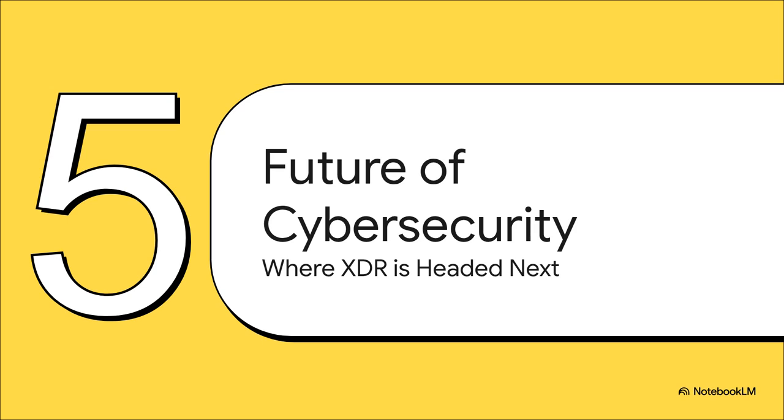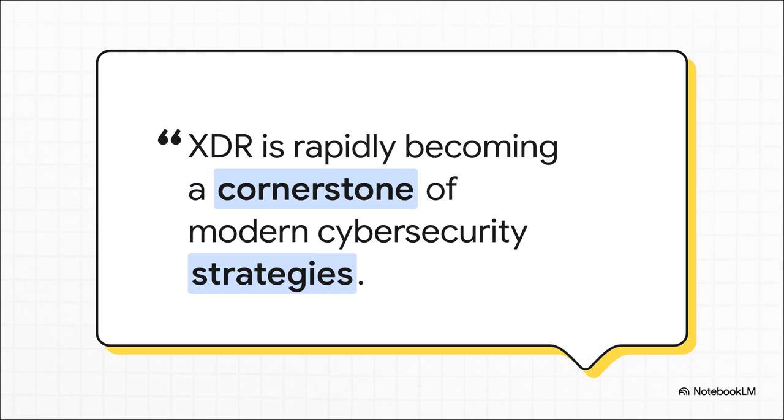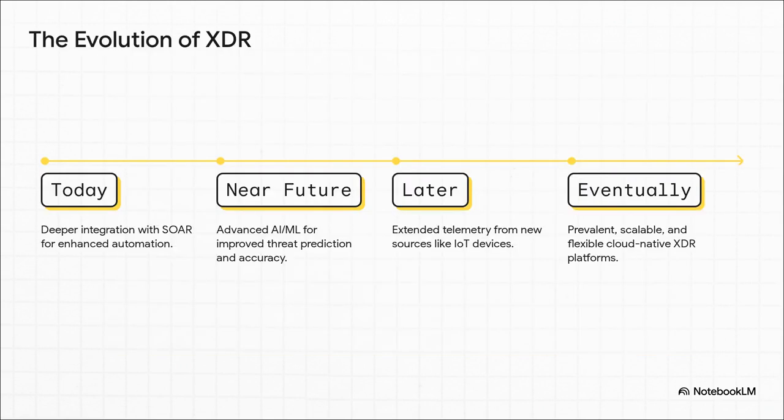So, what's coming next? As the report from Virtualization Options LLC puts it so well, XDR is becoming a cornerstone. It's the foundation that future security strategies are going to be built on. It's not just a product, it's a fundamental change in strategy. And you can already see that foundation evolving. We're going to see much deeper integrations with automation platforms, AI that can actually start to predict attacks before they even launch, and data collection from all sorts of new places, like IoT devices. The end goal here is to have these powerful, flexible, cloud-native platforms that can adapt to any threat that comes along.